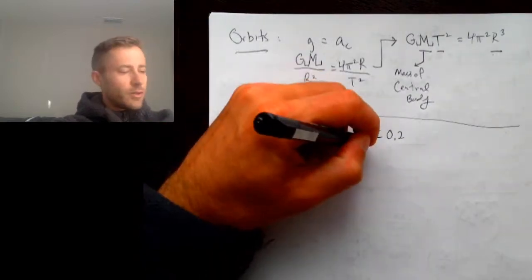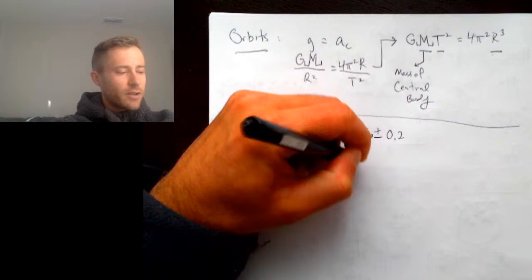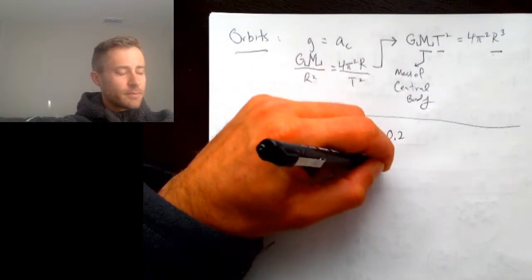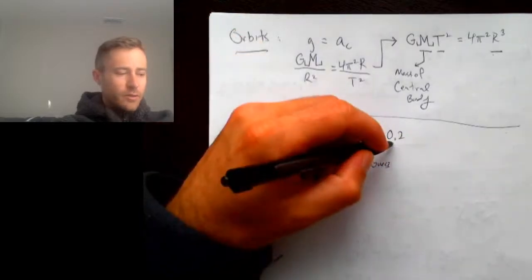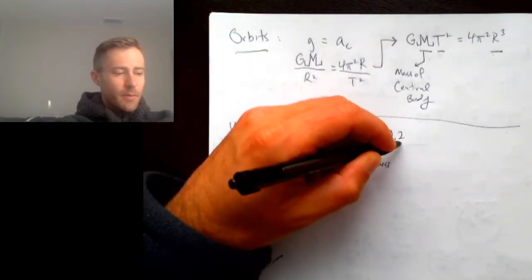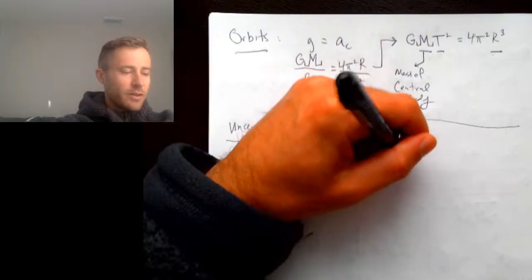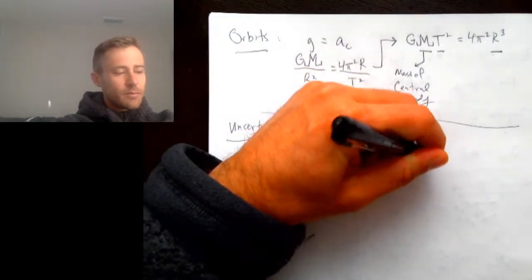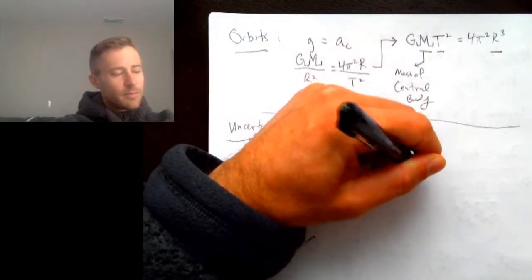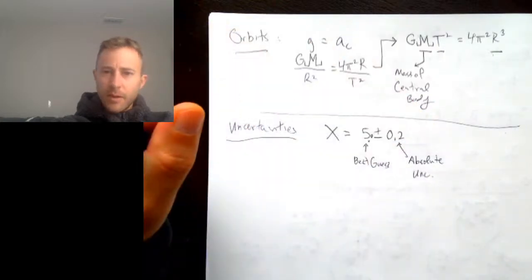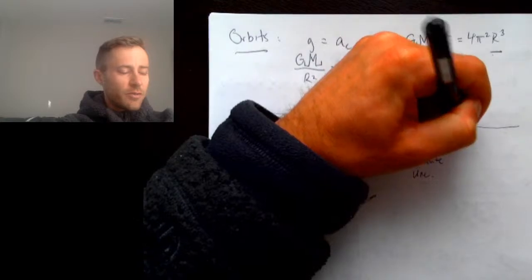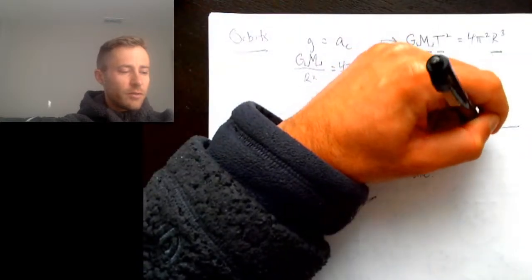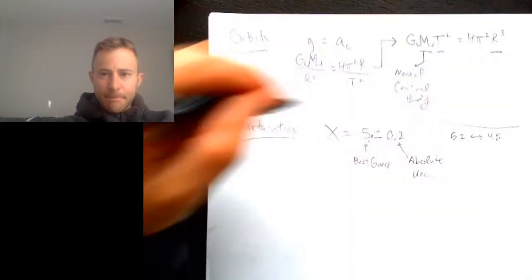So this number right here is our best guess. All right. And this right here is called the absolute uncertainty. Okay. So what that means is that x lies in the range from 5.2 to 4.8. All right.